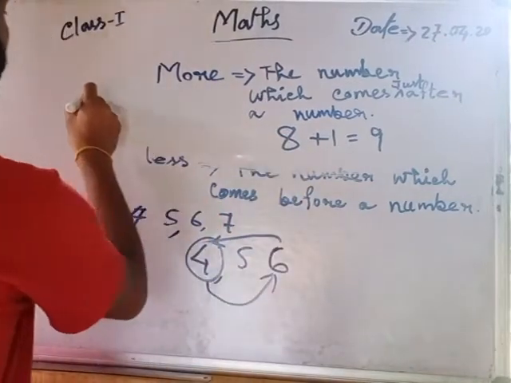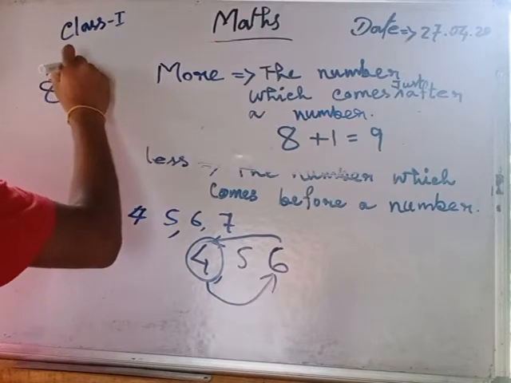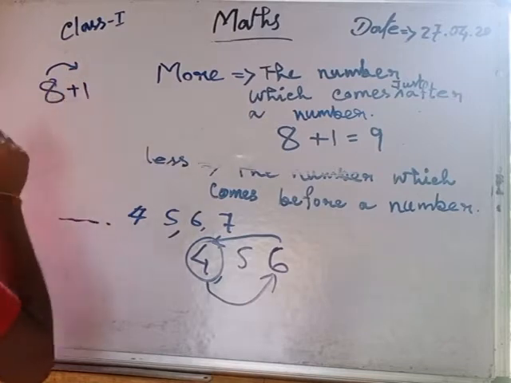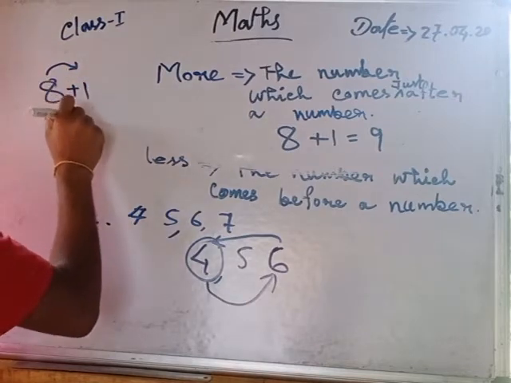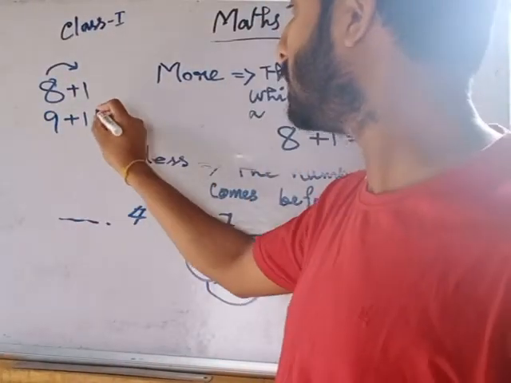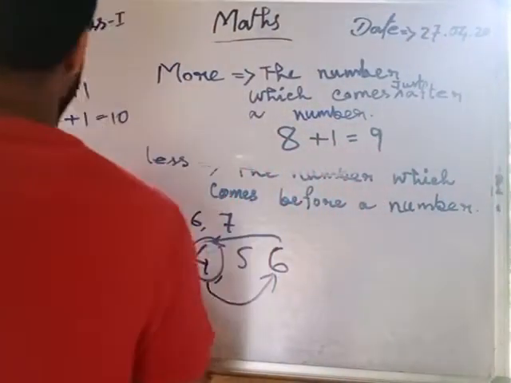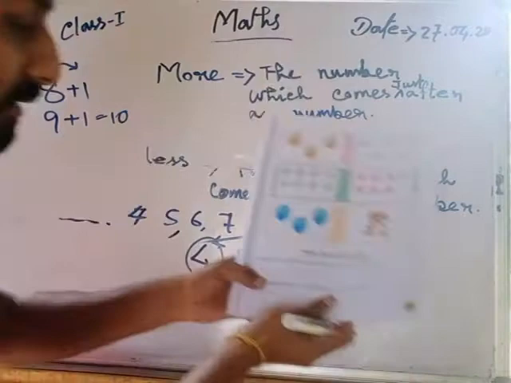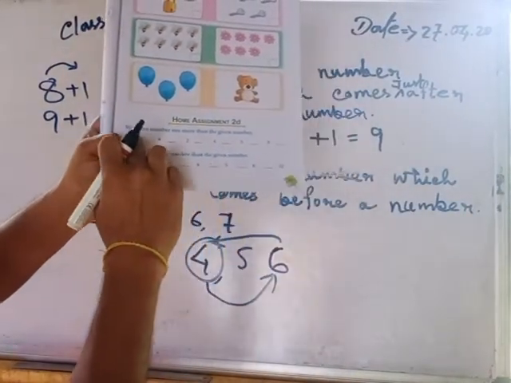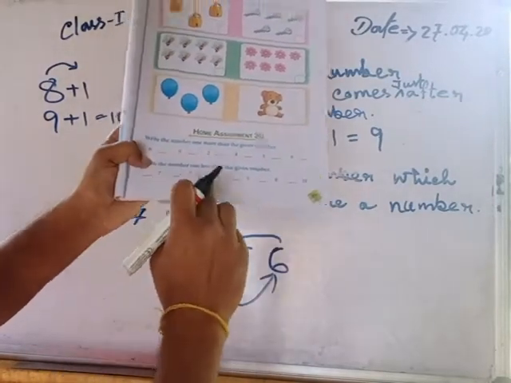That means if it is 8, you should go to the just after number. That means you should add plus 1. If it is 9, you should also add 1, that is 10. Here is 6. That means 1 more. The number you should write here is 1 more than 6. That is after 6, there is 7. So you should write 7 here.